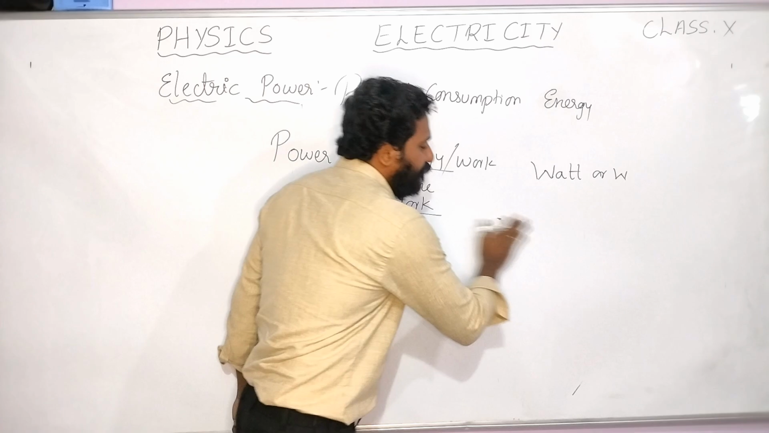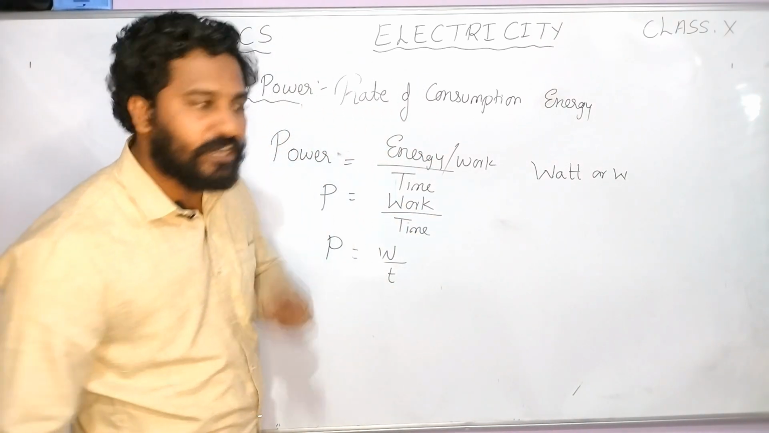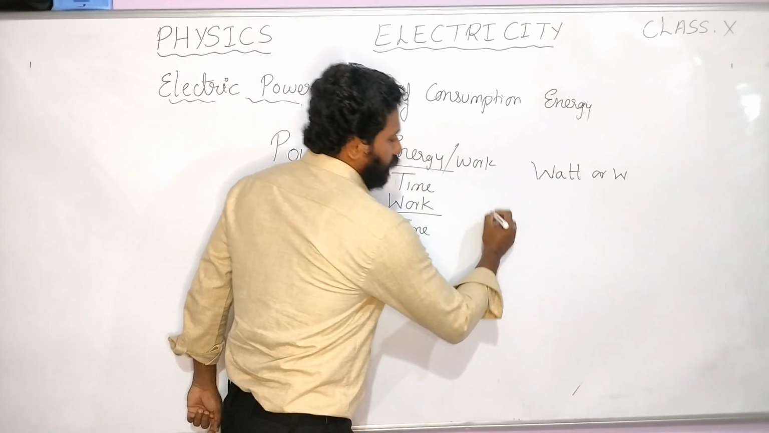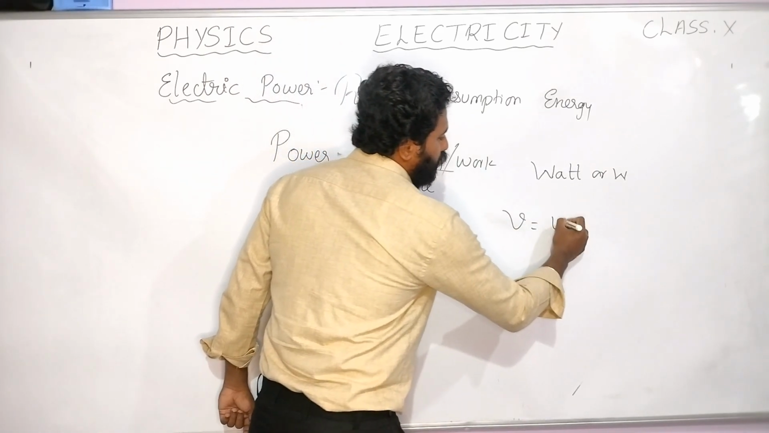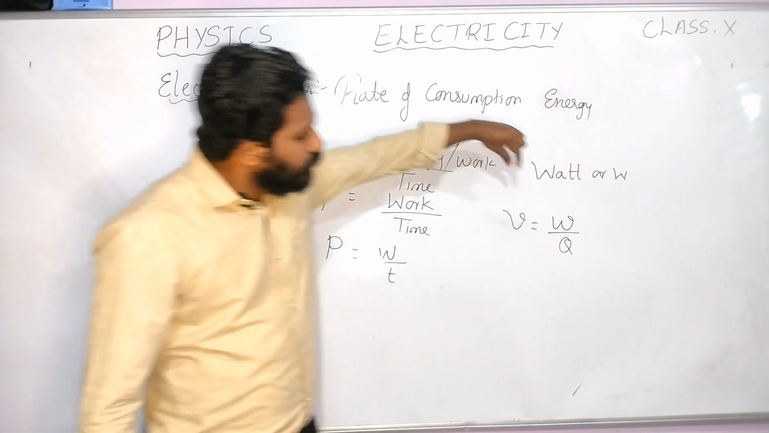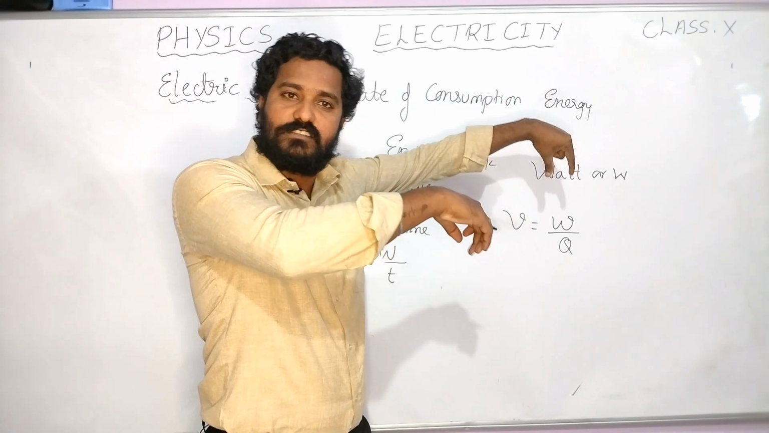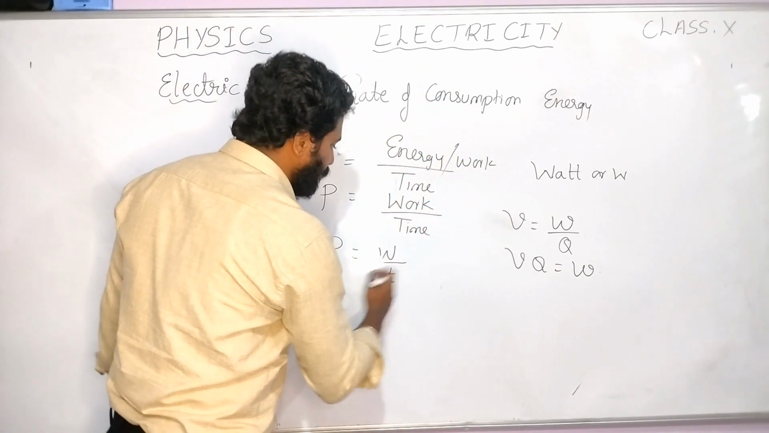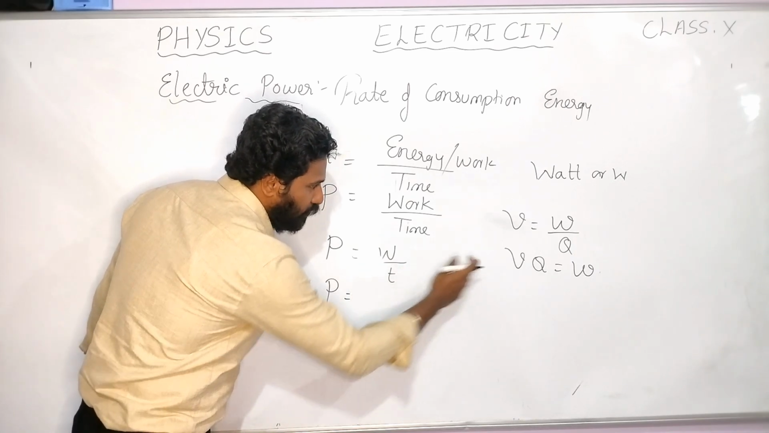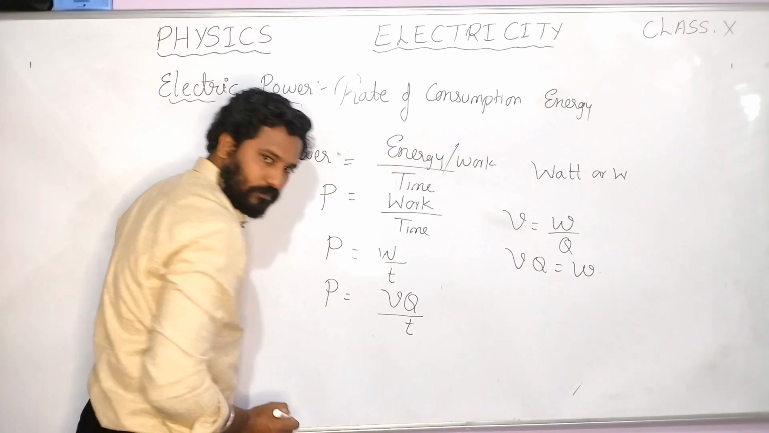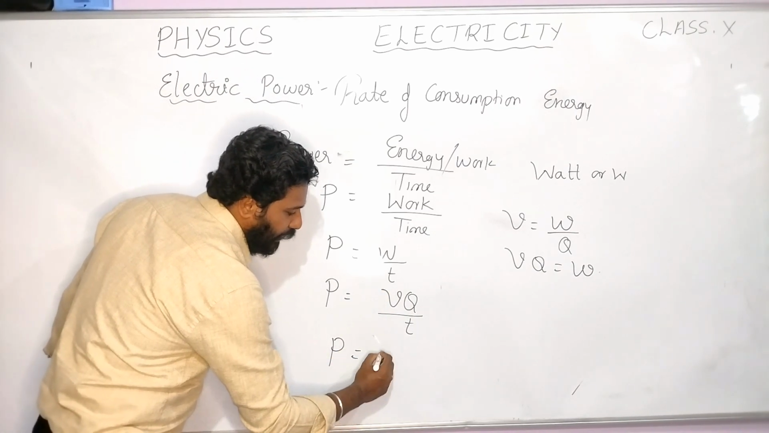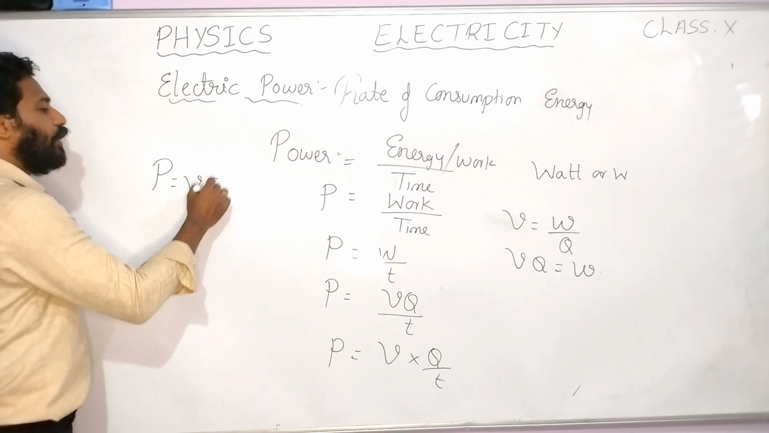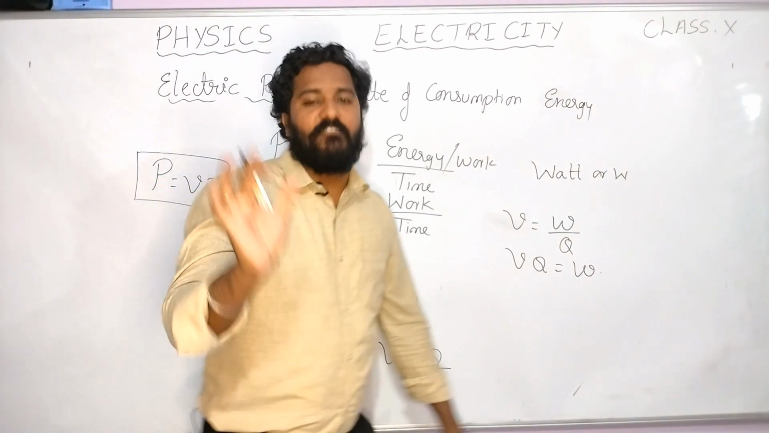And where have we seen the work done? In potential difference. What is potential difference? Work done on a unit charge to bring it from one point to another. So V is equal to W by Q. That is called potential difference: work I am doing on a charge. Did you understand? So now V into Q is equal to W. We are using that. So power is equal to W by T, and instead of W we will use VQ by T. This can also be written as V into Q by T, so this can be written as P is equal to VI. This is the expression of electric power.